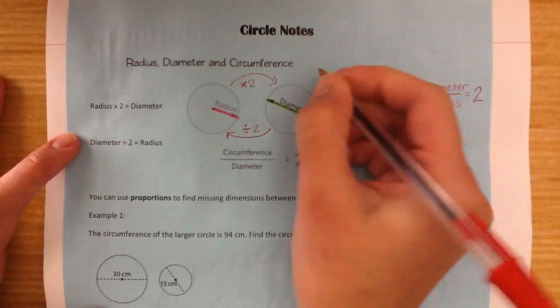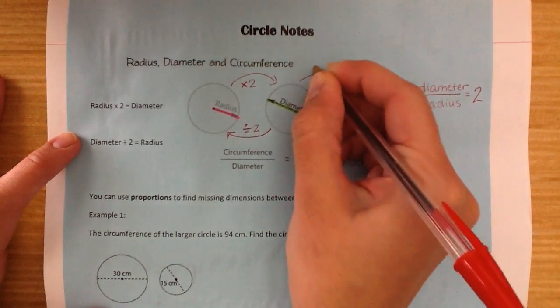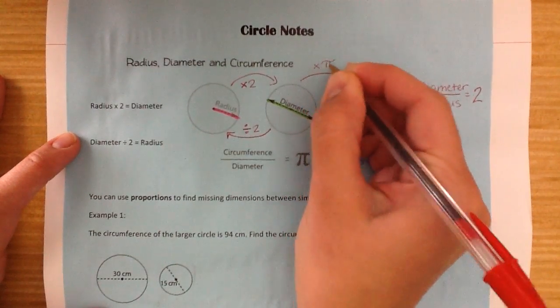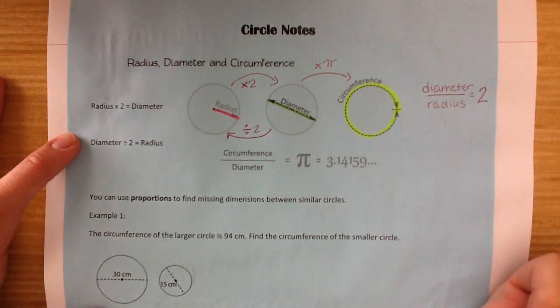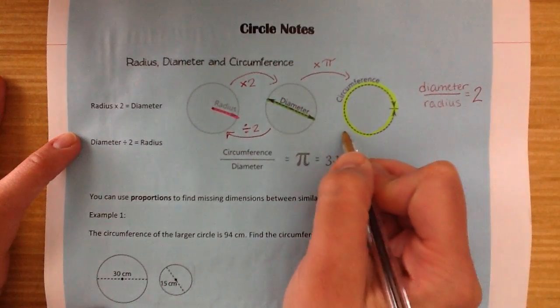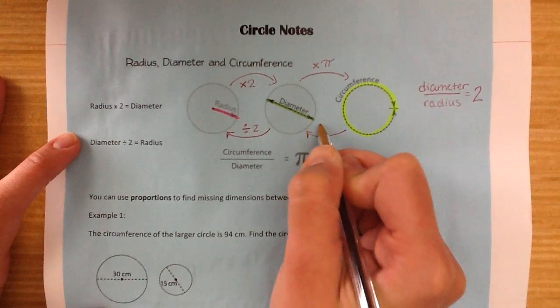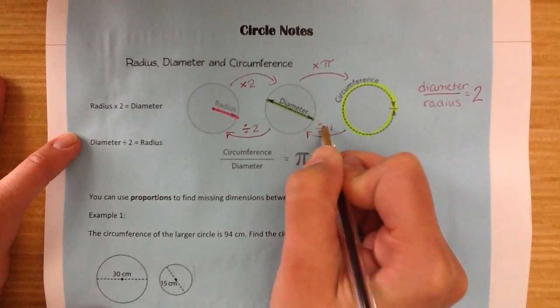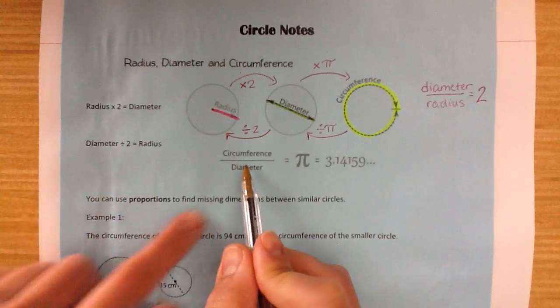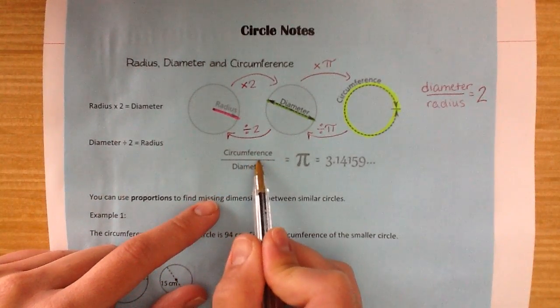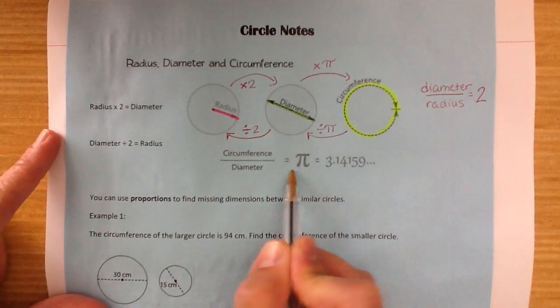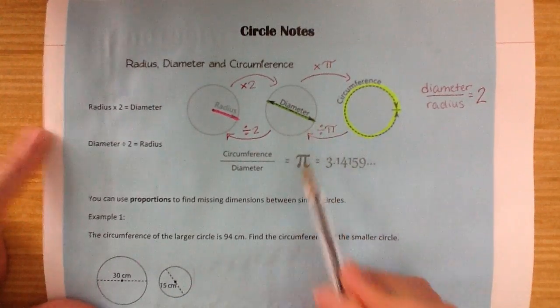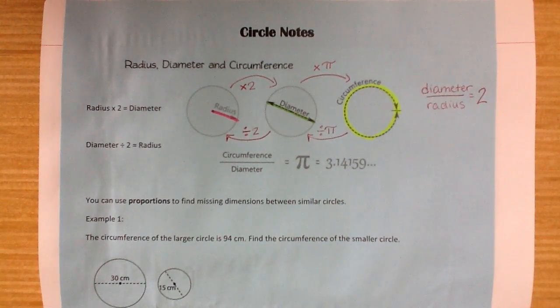Now, in order to go from diameter to circumference, I multiply by pi. And to go from circumference to diameter, I divide by pi. So this is what this means. The ratio of the circumference and the diameter will always be pi. That's their relationship. That's their ratio.